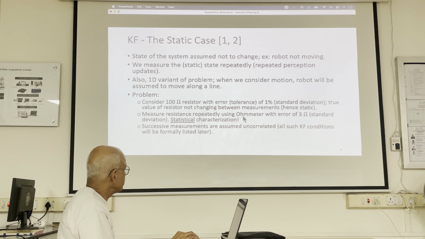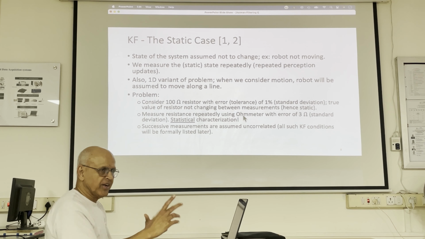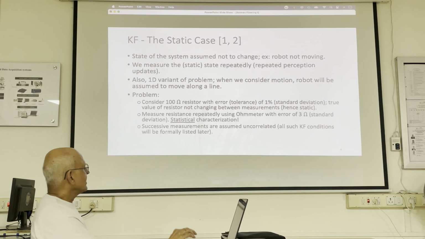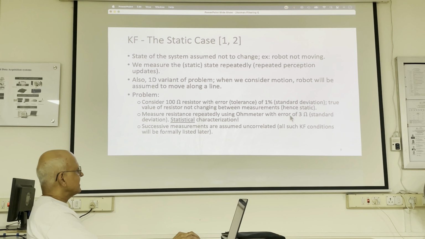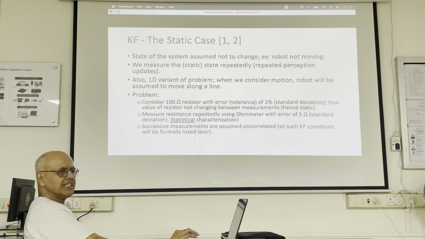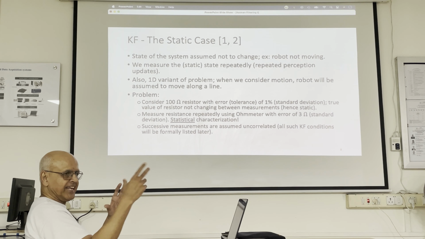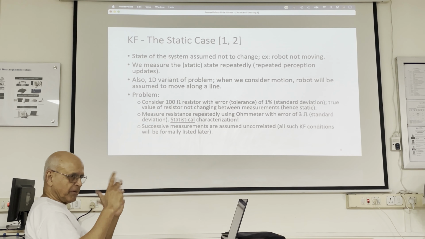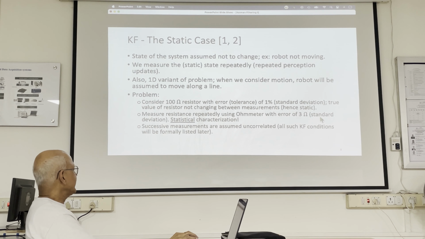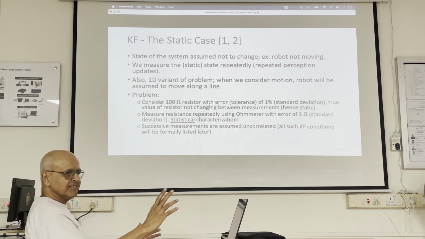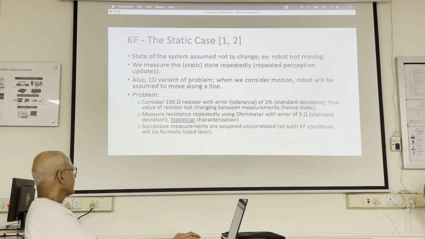Okay, now the measurement instrument, an ohm meter, you know what an ohm meter is? It measures ohms. That has an error of 3 ohms standard deviation. So 3 ohms standard deviation is sigma, right? Variance is sigma squared. So that would be 9 ohms squared. So 3 ohms is sigma. And again, this is a statistical characterization. Imagine a Gaussian for the meter.